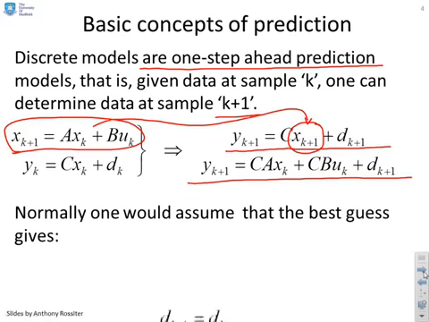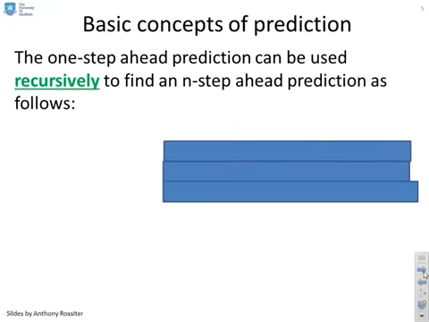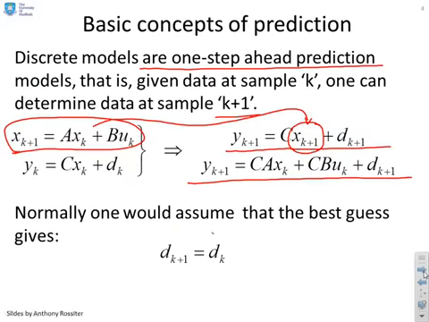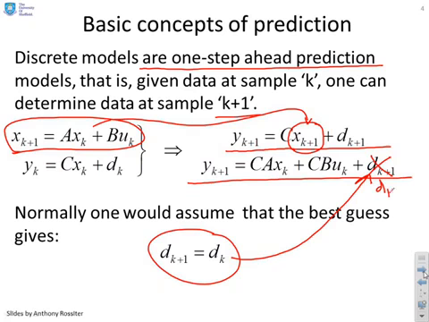Now normally you would assume that a best guess of the disturbance is that it does not change, because the assumption on the disturbance is it's a slowly varying one. So if we assume that dk plus 1 equals dk, then when I do that and substitute that in there, you'll notice I can then cross that and write dk, which is what people will tend to do.